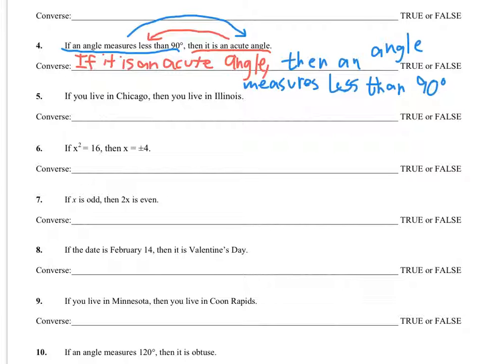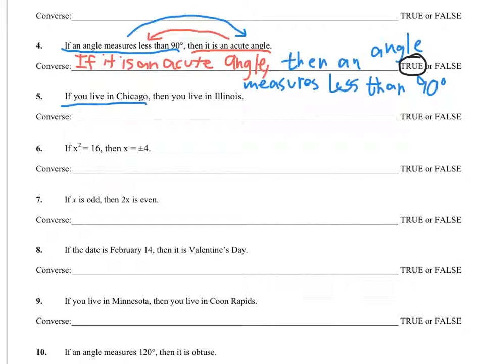Now we've got to decide, is the converse true or false? If it is an acute angle, then an angle measures less than 90 degrees. And that is true. All acute angles are less than 90 degrees. Let's do one more. We'll do number 5.